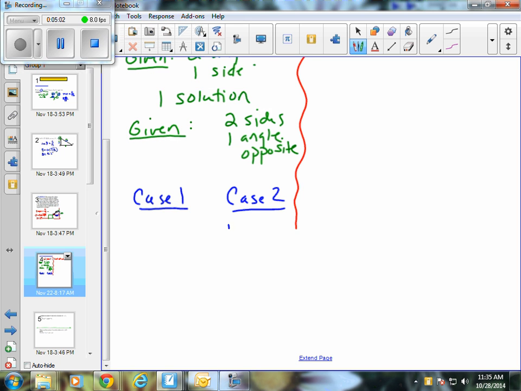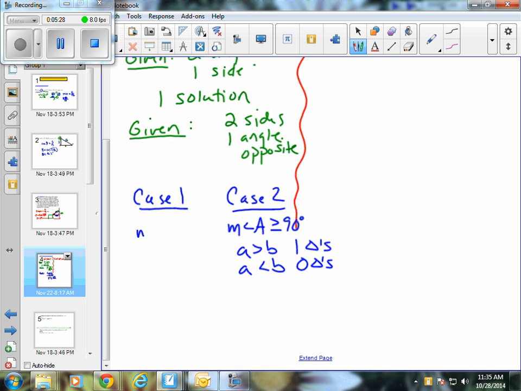Case 2 is when the measure of the angle that you're given, we'll just call it A, is obtuse, greater than or equal to 90. That means you are going to have either one or no solutions. If the side you're given that's across from that biggest angle is bigger, it's one solution, so one triangle. If the side across from that biggest angle is smaller, you're going to have no triangles at all. Can't do that. It has to be the longest leg.